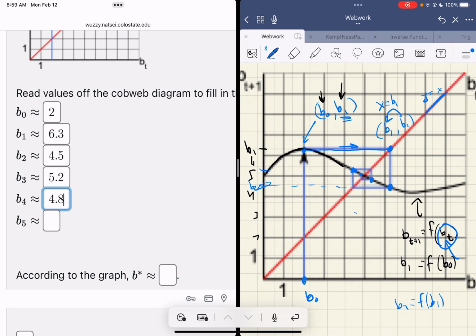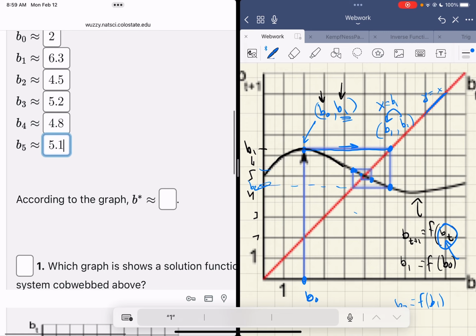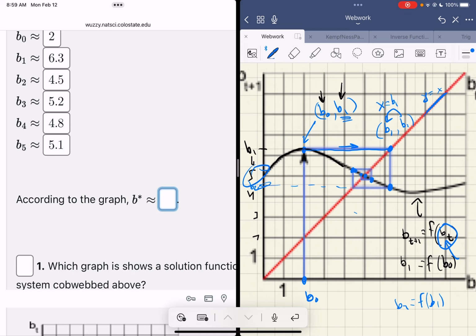And this y value is about 5. We're getting really close to 5. Maybe it's like, I don't know, 5.1. We'll just go with that. And what does it look like is the equilibrium value? That's when these two lines intersect. And that looks like it's hitting at 5. Right, 2, 3, 4, 5. And it'll always be the same y value as it is x value.